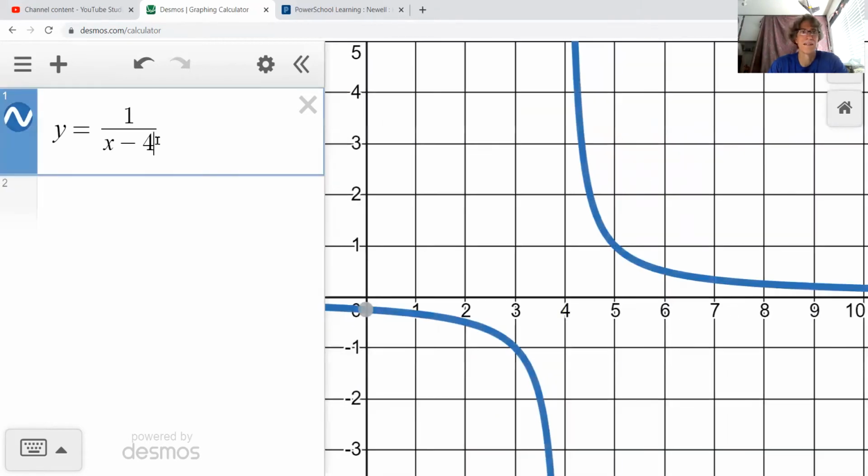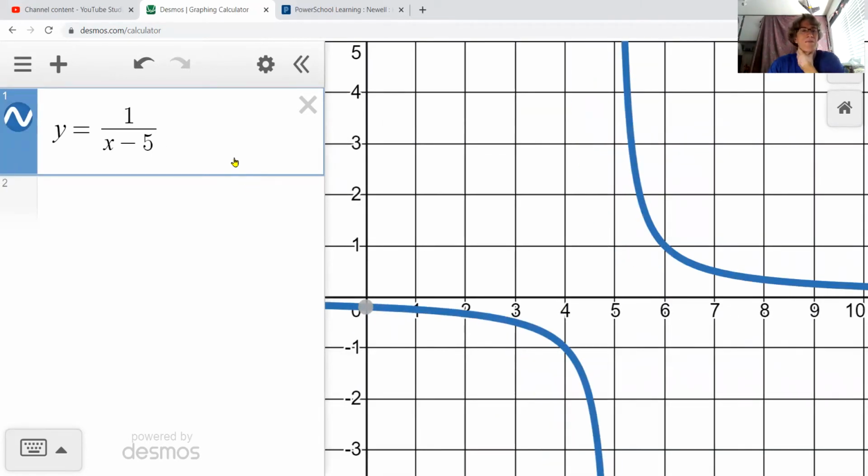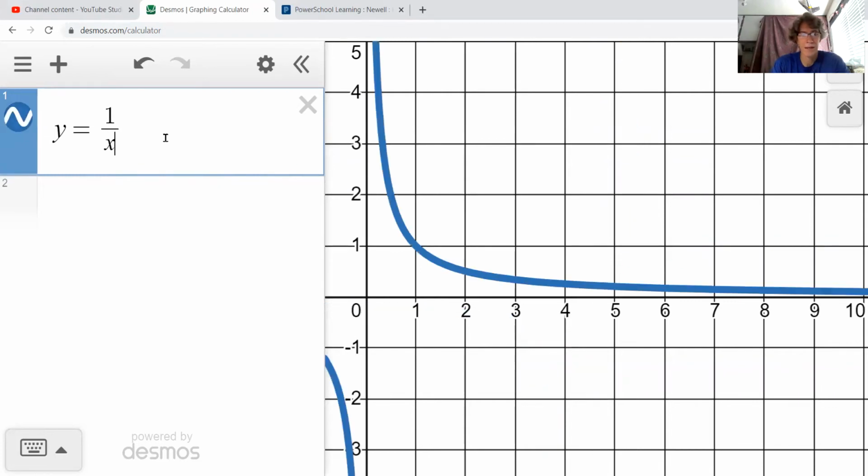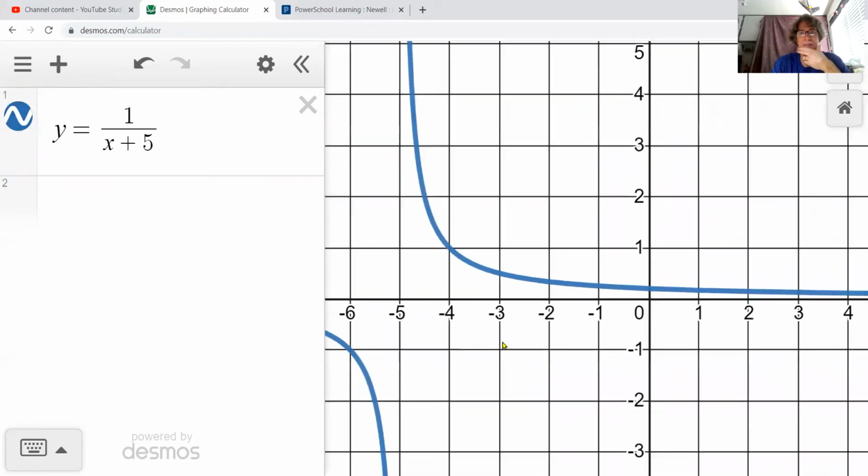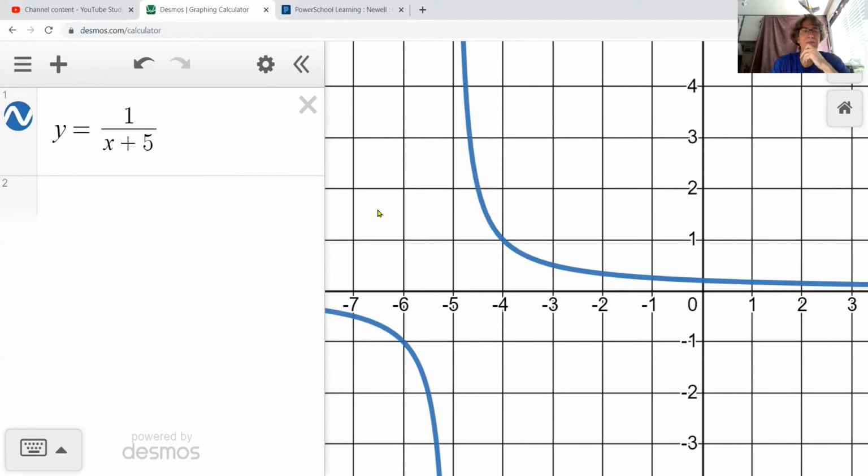Okay, get the idea? So to make one of these graphs, you're going to try to figure out what x can't be. Oh, x doesn't want to be 5. I could also put in x plus 5. And so now it doesn't want to be negative 5. So the graph bends away from that.